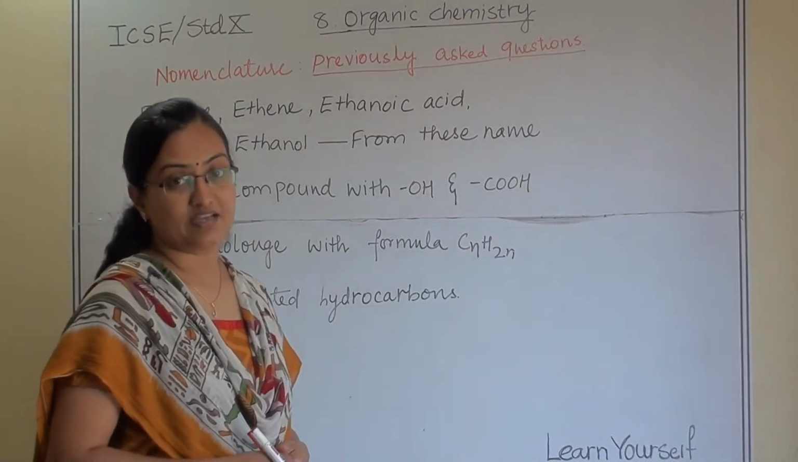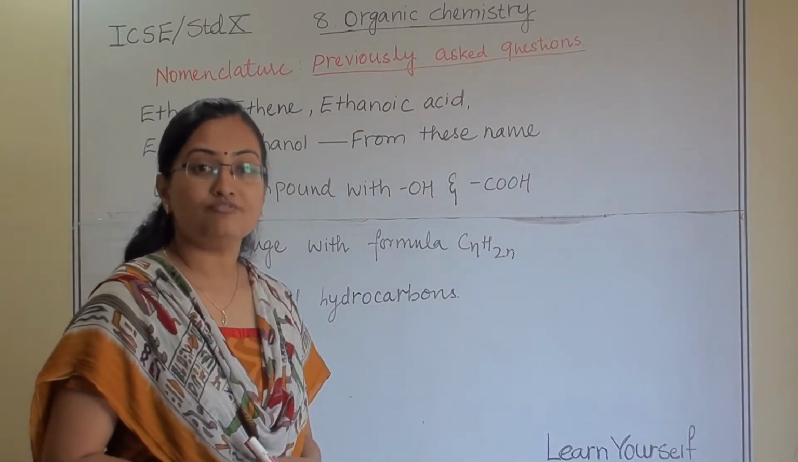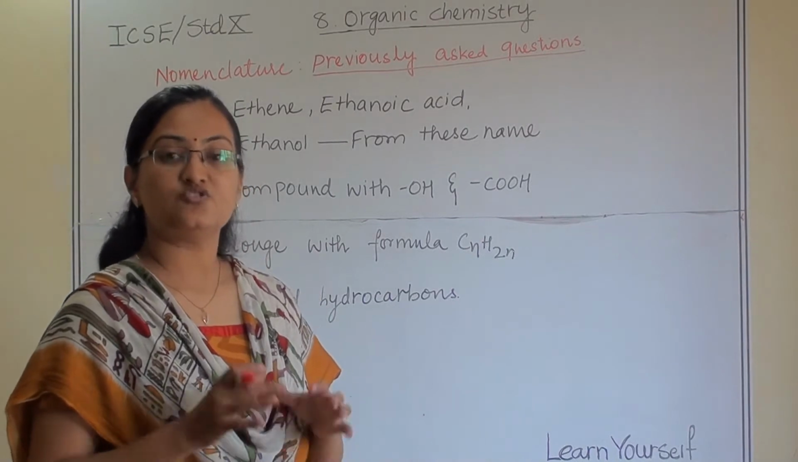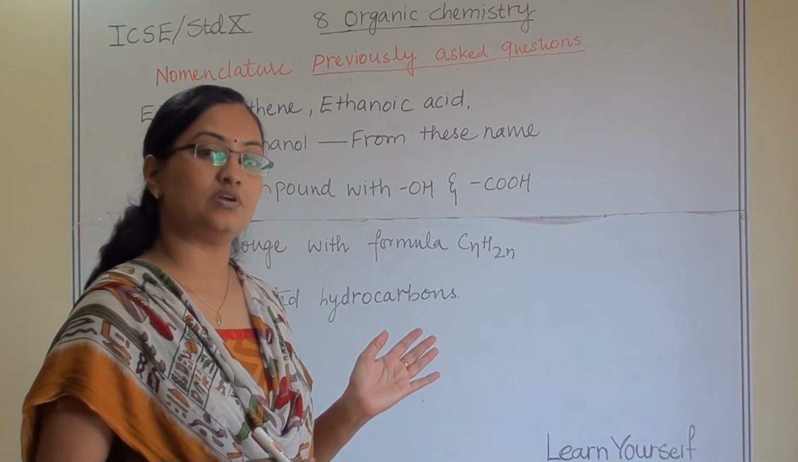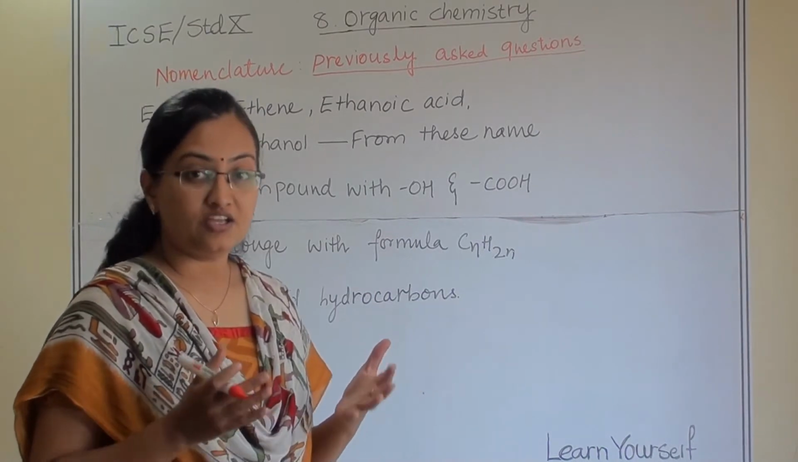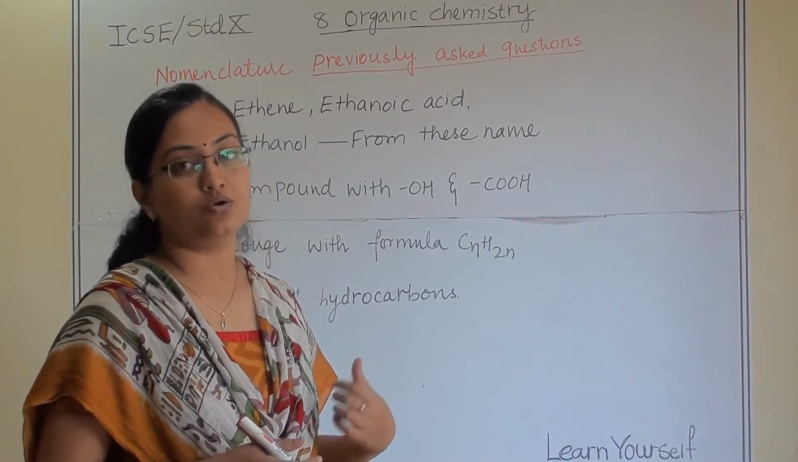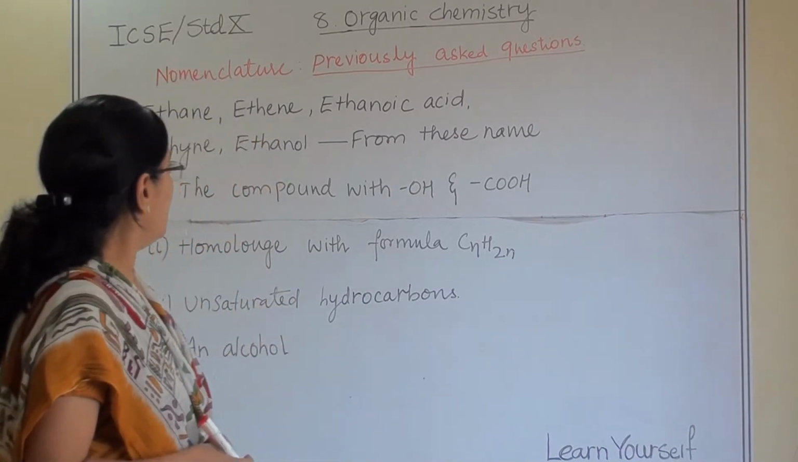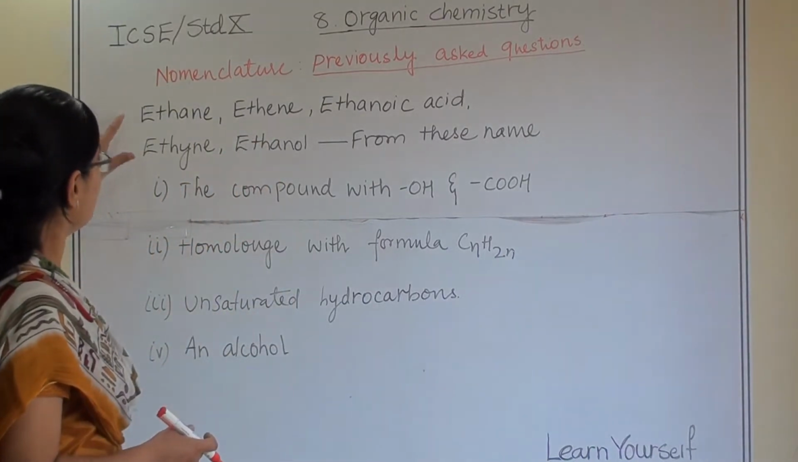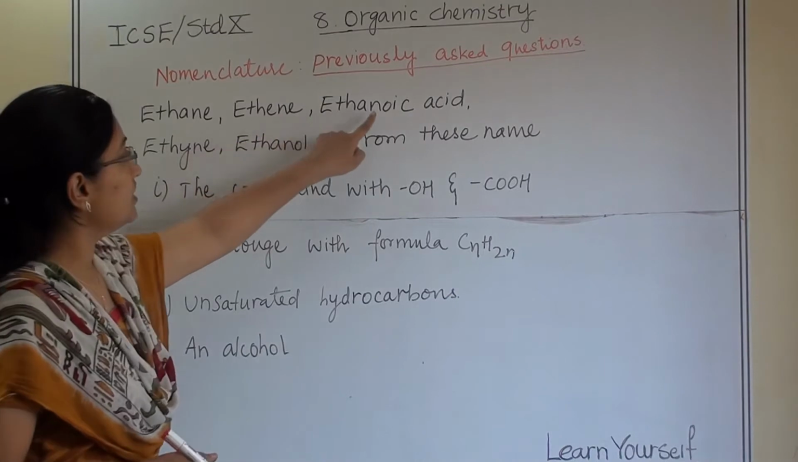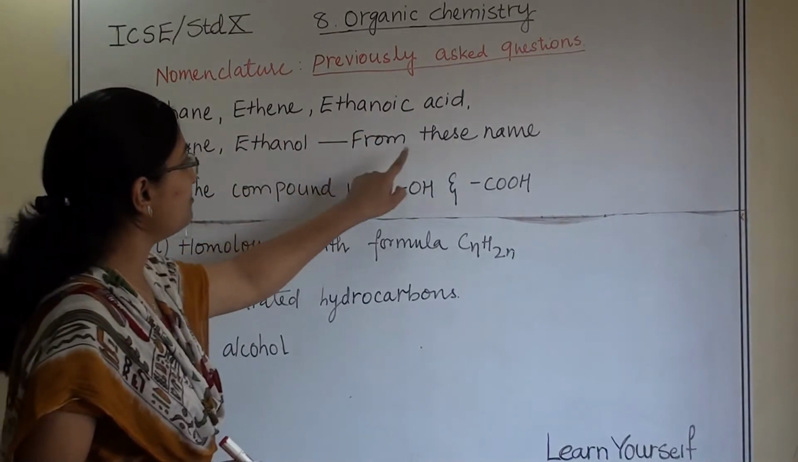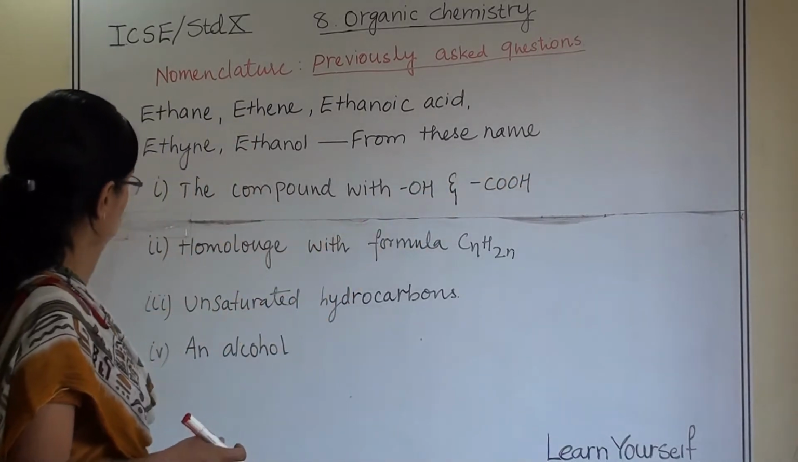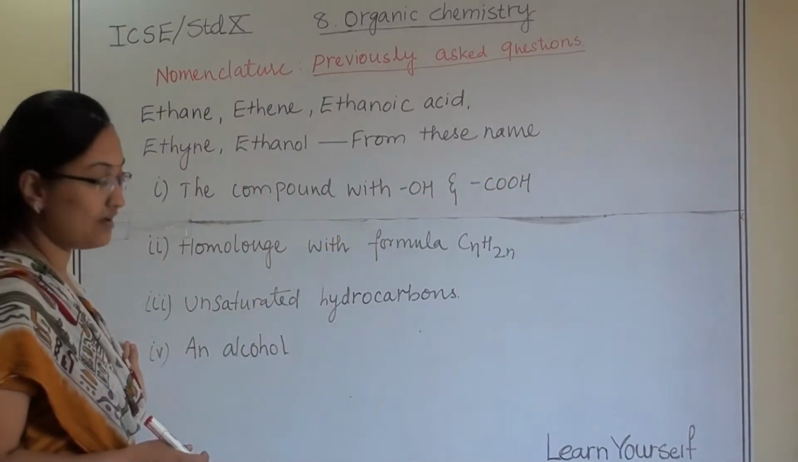Let us see the second question. If you are confident with nomenclature, then just pause the video, see the question and try to write an answer. And if you have any doubt, please check out my explanation. What is the question? Ethane, ethene, ethanoic acid, ethyne and ethanol. From these names, these are the things they are asking.